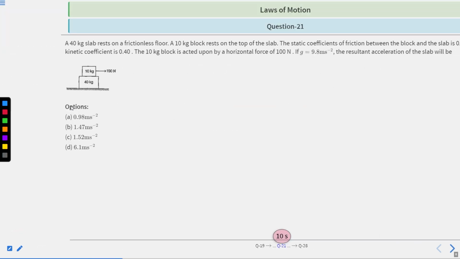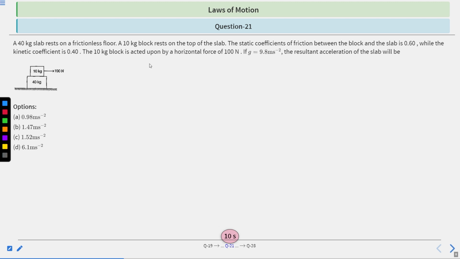Next question. Question 21. A 40 kg slab rests on a frictionless floor. Here the floor is frictionless and the slab is 40 kg. A 10 kg block rests on the top of the slab.